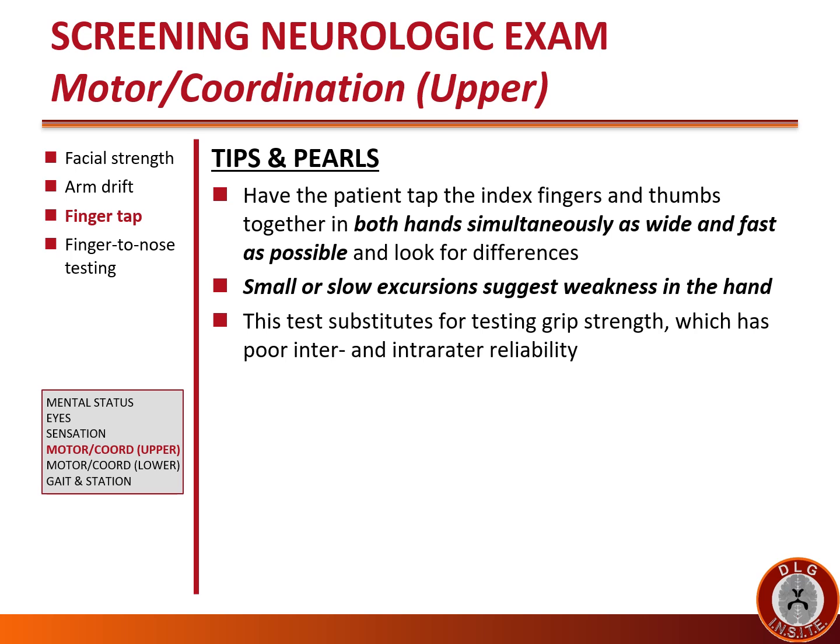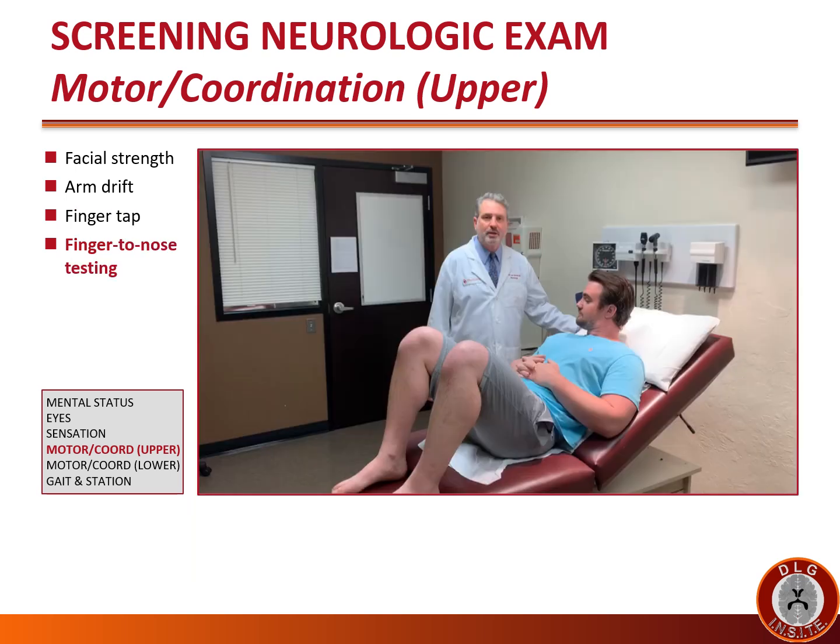Tips and pearls. Motor coordination, upper: finger tap. Have the patient tap the index fingers and thumbs together in both hands simultaneously, as wide and fast as possible, and look for differences. Small or slow excursions suggest weakness in the hand. This test substitutes for testing grip strength, which has poor inter- and intra-rater reliability.